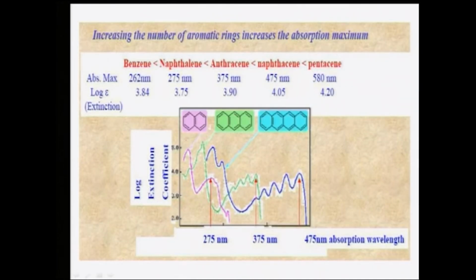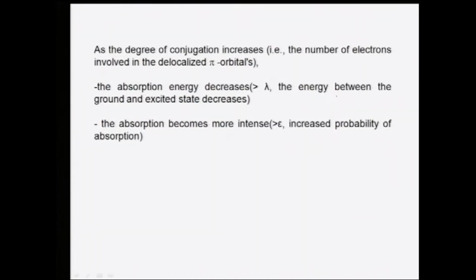Now, if I go from smaller aromatic rings to a larger number of aromatic rings, from benzene to pentacene, this is the way it can change. This is log extinction coefficient versus wavelength. You can see the absorption maximum changes from 262 nanometers for benzene to 580 nanometers for pentacene, and the values of log epsilon also increase from benzene to pentacene. This is available from our results.